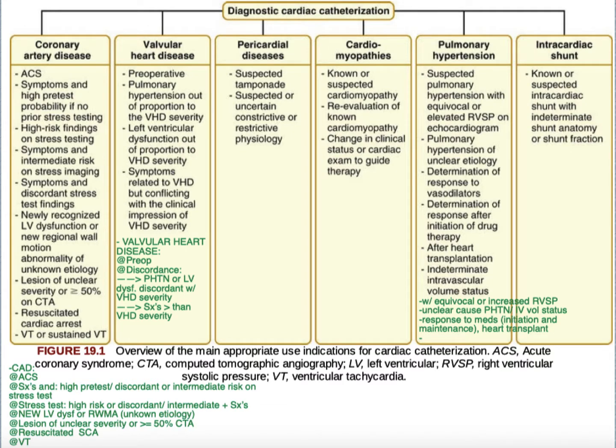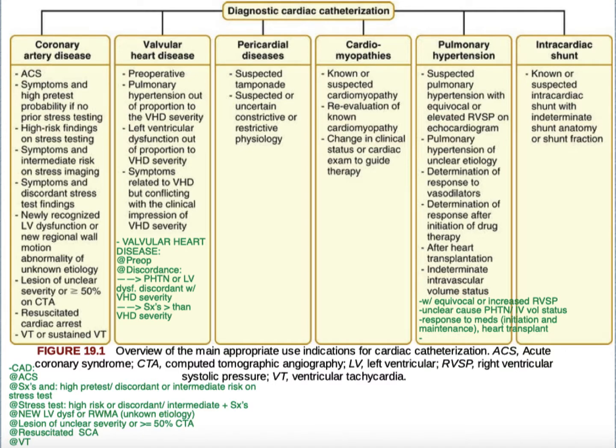Valvular heart disease in those patients that are preoperative, or if you have pulmonary hypertension or left ventricular dysfunction which is discordant with valvular heart disease severity, or a patient with symptoms that are much more than what you see on the echo findings or any other valvular heart disease severity established. Pericardial disease, if you suspect tamponade, or are uncertain if the patient has constrictive or restrictive physiology. In the cardiomyopathies, for the reasons shown there.